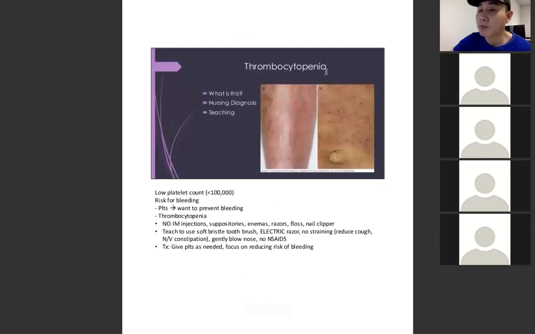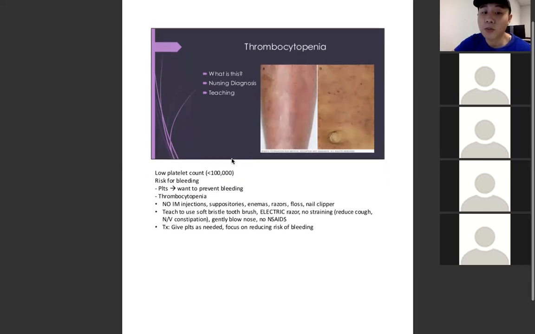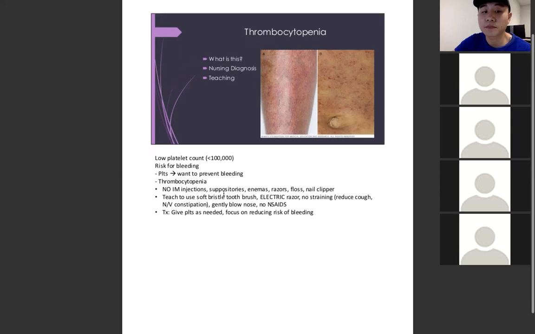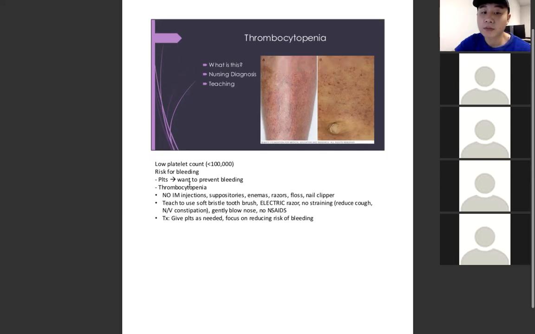All right, thrombocytopenia. Thrombocytopenia is low platelet. So when they are low platelet, they are at risk for bleeding, and low platelet is less than 100,000 count. So we want to prevent bleeding in this patient. We do not do IM injection, or suppository, meaning the medication put up their anal. We do not do enemas. Razor, we switch to electric razor.